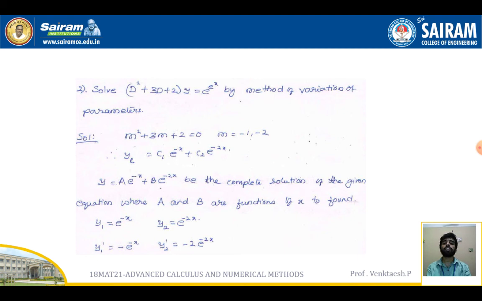So now the first step is, we have to find the Wronskian. To find the Wronskian, we should have y1 dash and y2 dash. So from the complementary function, choose y1 and y2. So y1 will be e power minus x, y2 will be e power minus 2x.